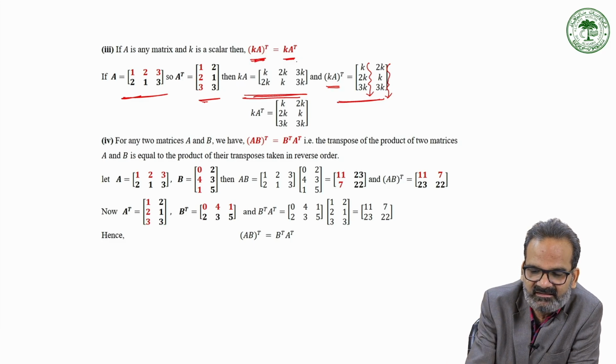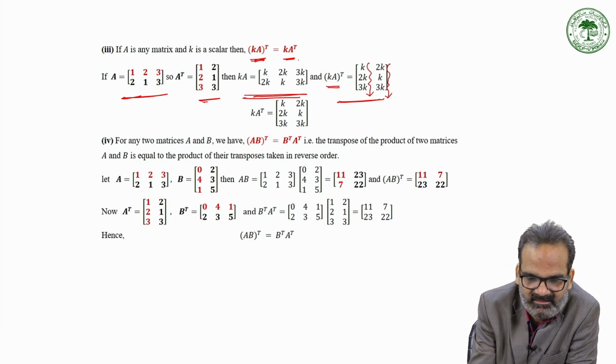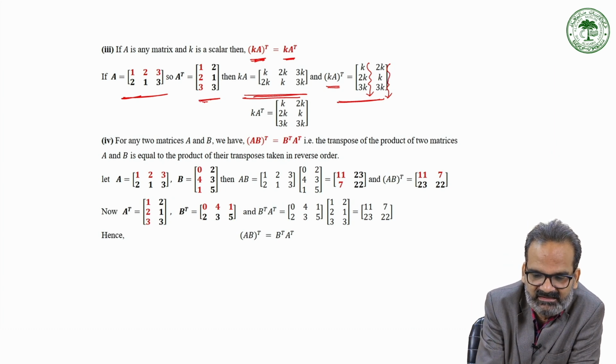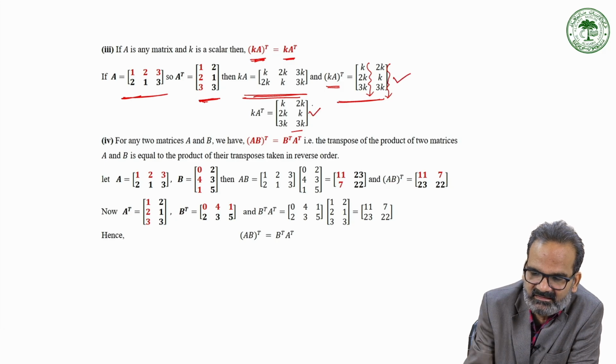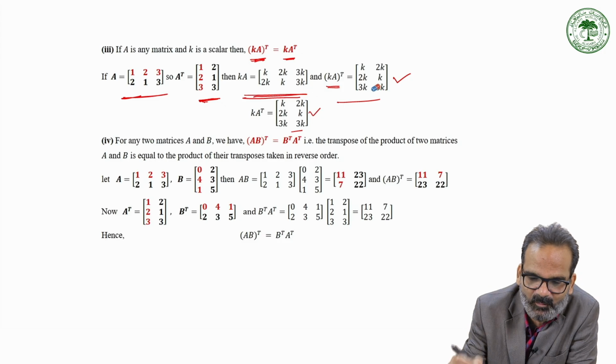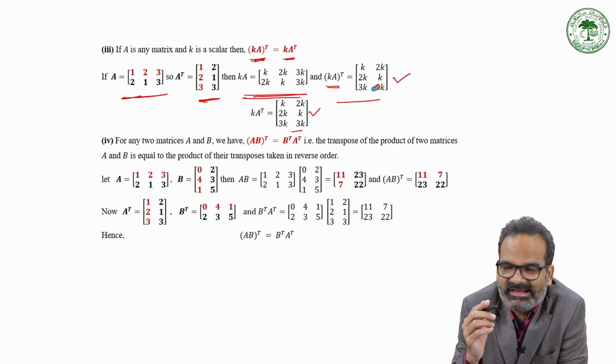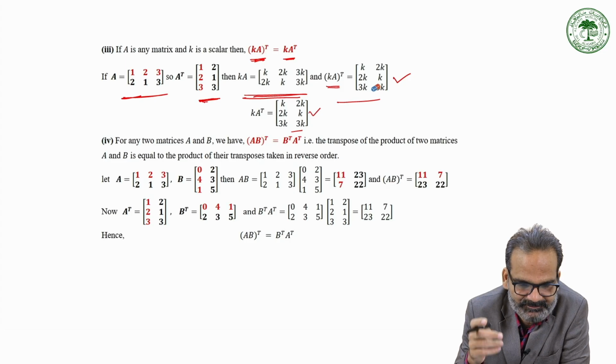Now what is the right hand side? The transpose of a matrix should be multiplied by K. This is the transpose. Multiply this matrix by K, you will get this. So this matrix and this matrix, you can see both are the same. So this is property 3. (KA) transpose is equal to K times A transpose.